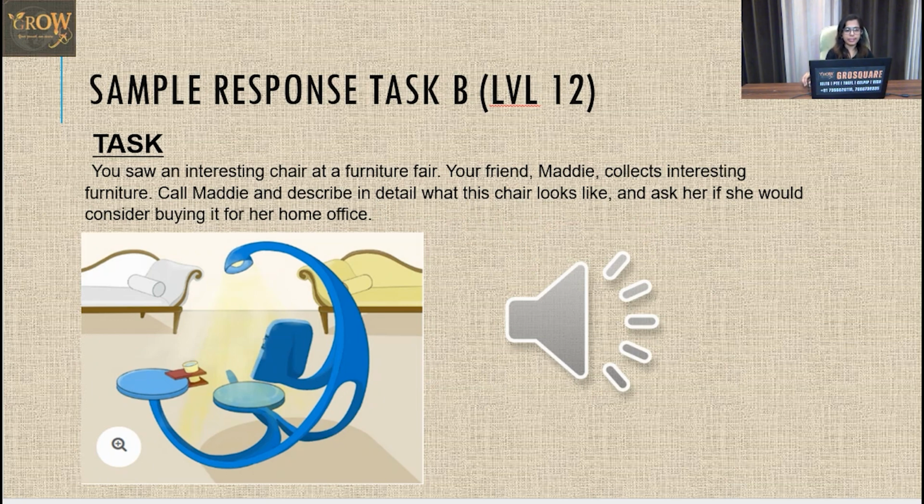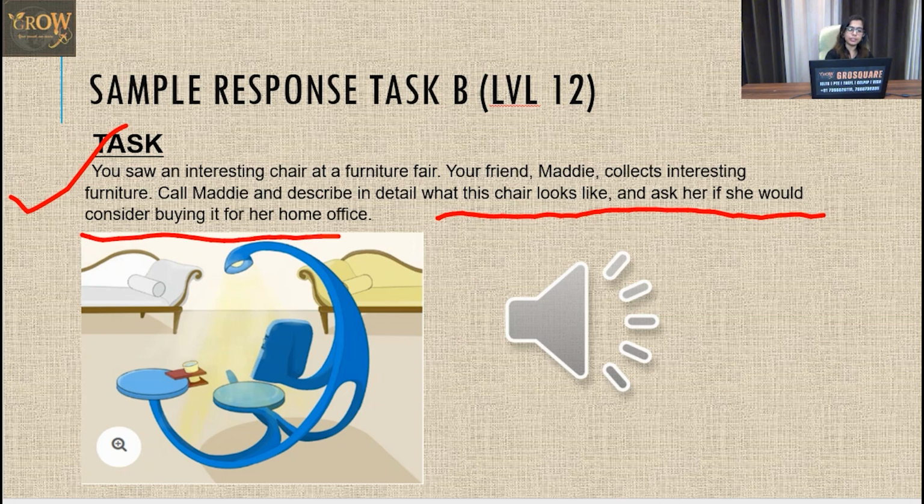So they are saying that you saw an interesting chair at a furniture fair. Your friend Madel collects interesting furniture, so you have to call Madel and describe in detail what this chair looks like and ask her if she would consider buying it for her home office.